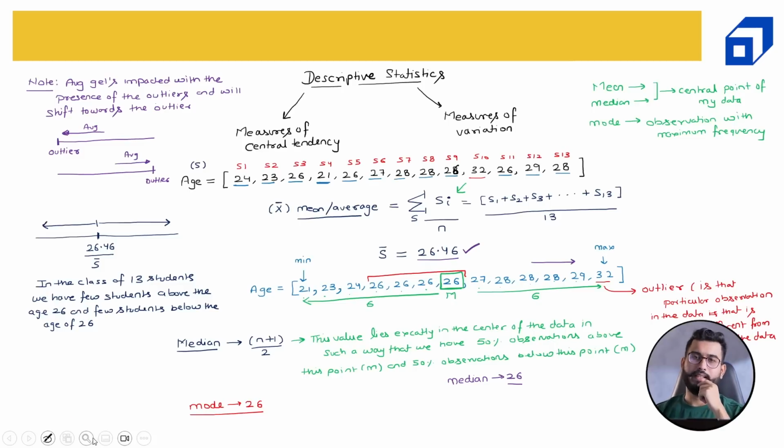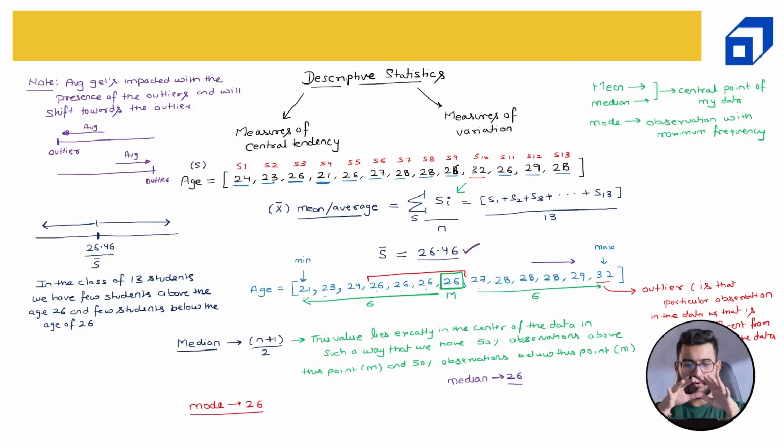Mode of the data is 26. Now there might be cases where you do not have any mode. For example, let's say there are 4 students with the age 26. We also have 4 students with the age 28. Now in that case, when there is a tie or there is no mode, you will simply write no mode. In that case, you have to use mean and median to describe the center of the data.